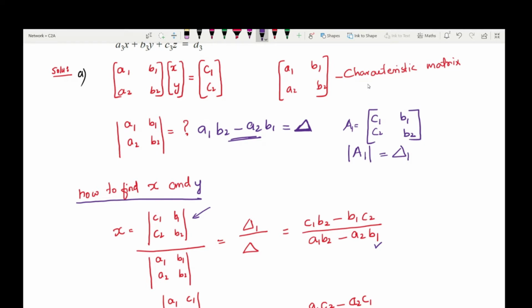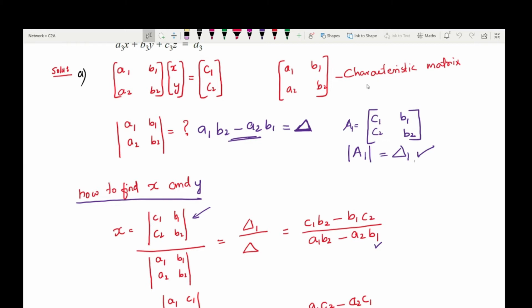The determinant of that matrix, C1, C2, B1, B2, we can call delta 1. So x can be evaluated by means of this expression, delta 1 by delta. What is delta 1? It is the determinant of this matrix: C1 B2 minus C2 B1, all divided by delta, A1 B2 minus A2 B1.